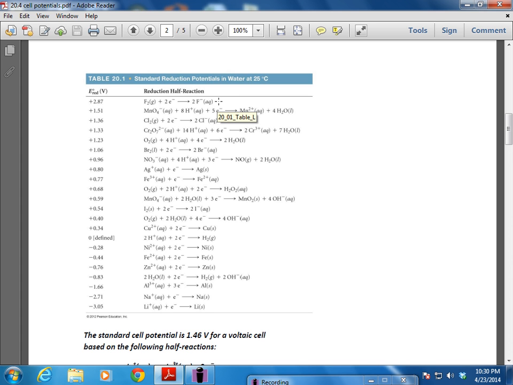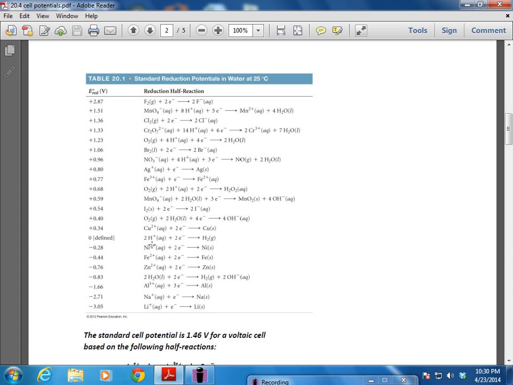That makes a lot of sense because fluorine is the most electronegative. It's the hungriest for electrons. It's gaining these electrons to become the F- ion. Permanganate, chlorine, dichromate, oxygen, these are all elements or compounds or complexes that have strong affinities for electrons. Notice how they're all positive.